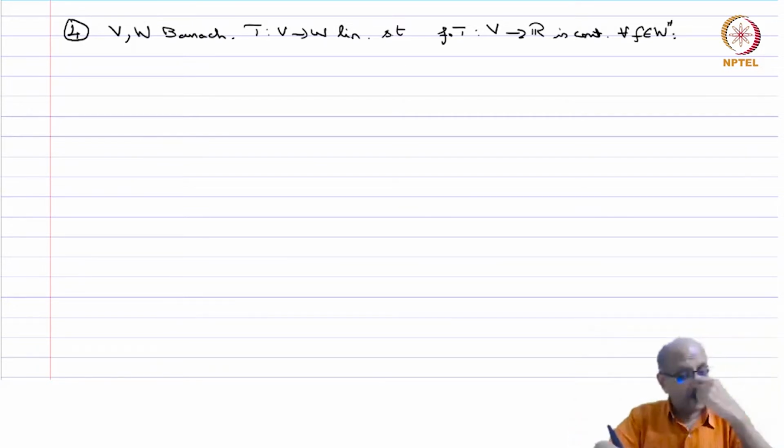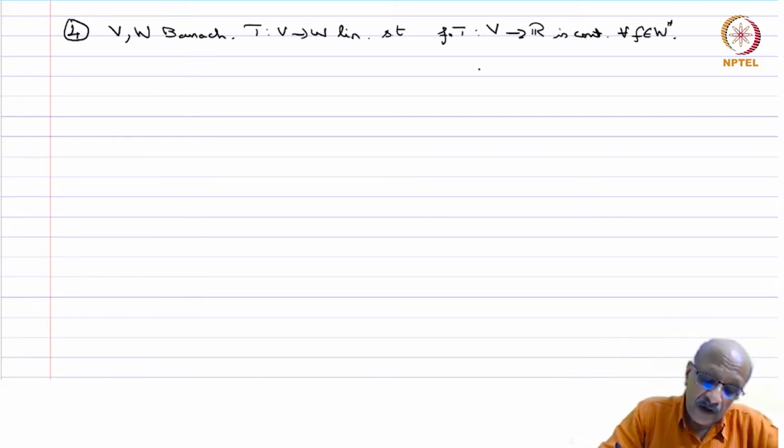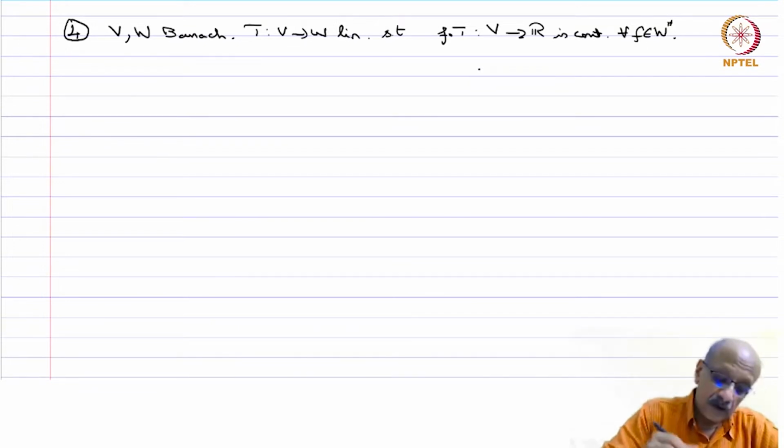So you take any F in W star, T takes from V to W and then you apply F, so you get a linear functional. So F composed with T is a linear functional. Show that T is continuous.